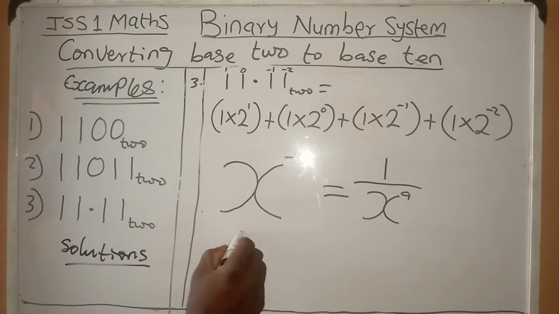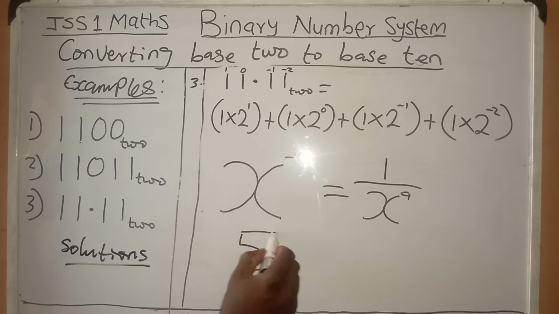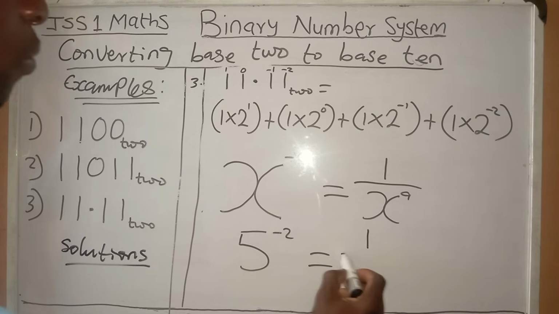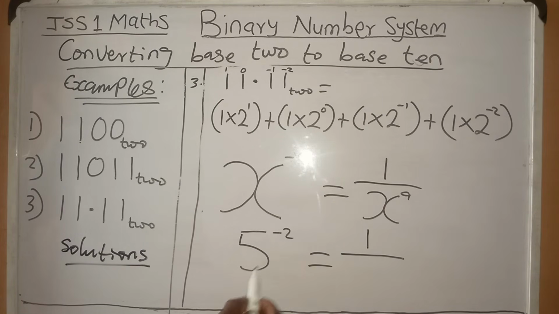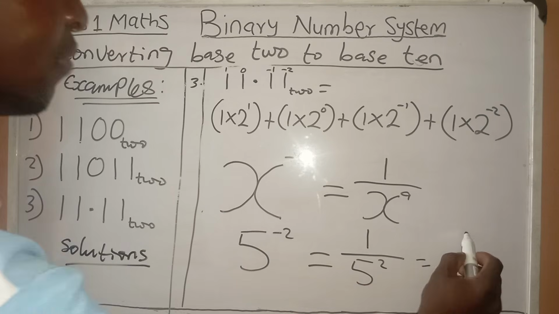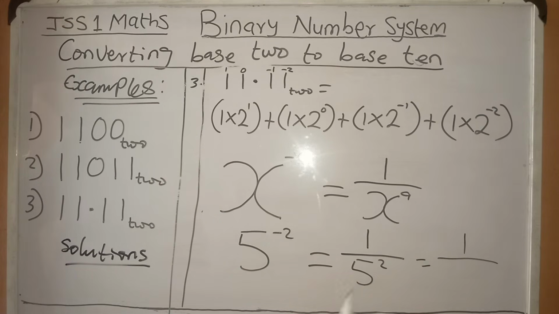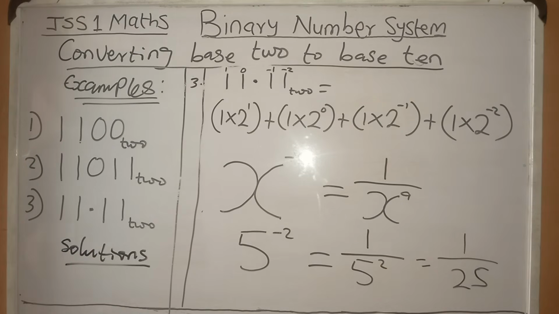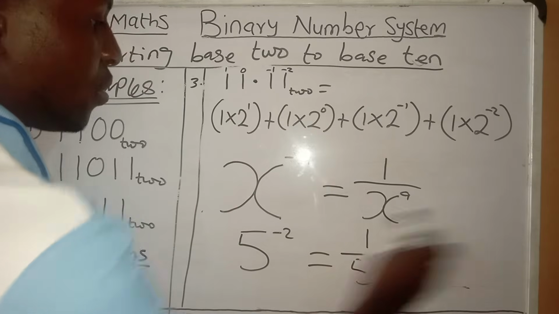So if you have something like this, for example, 5 raised to power minus 2, how do we write this one? Remember what I said, this minus means 1 over. Then you now write the remaining one, which is 5 raised to power 2, which will eventually give us 1 over 5 raised to power 2. That means 5 times 5, which will give us what? 25. I hope this is clear, because we are going to apply it in the question that we're going to solve here. I wouldn't want you to get confused on this.